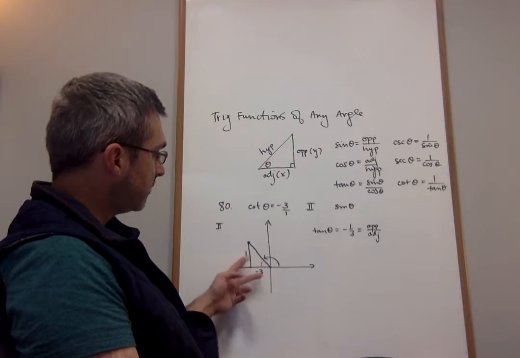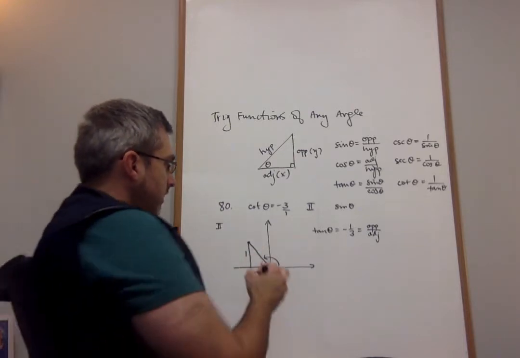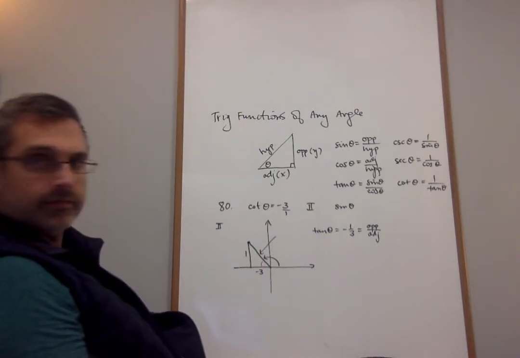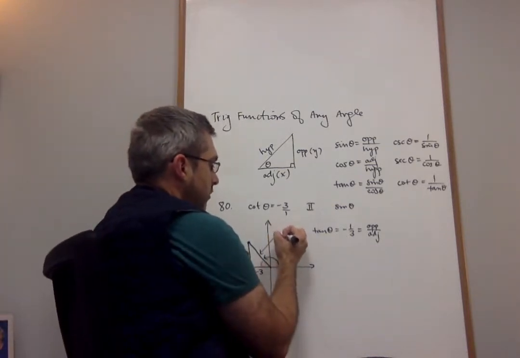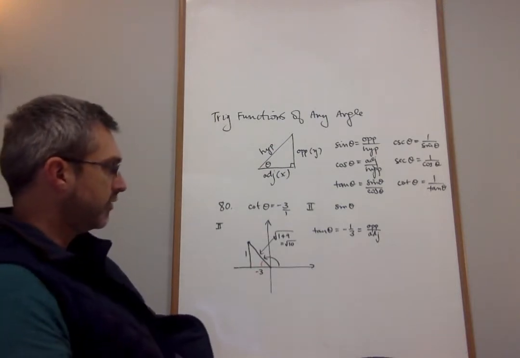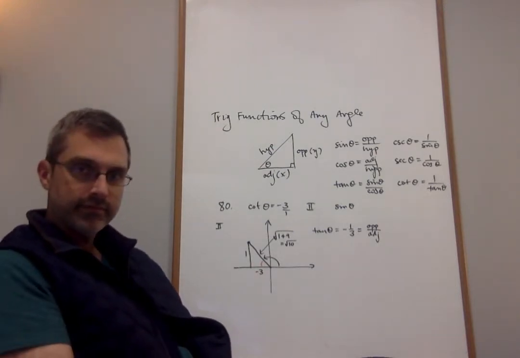And now I'm going to use my Pythagorean theorem to figure out what this side should be right here. That side should be 1 squared is 1, plus 3 squared is 9, square root. In other words, that hypotenuse right there is root 10. Do you see that?